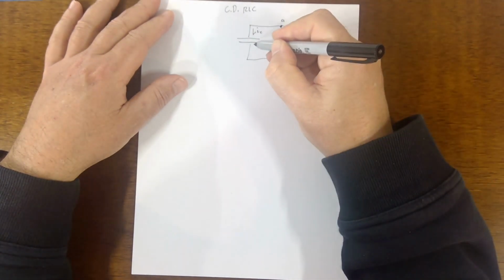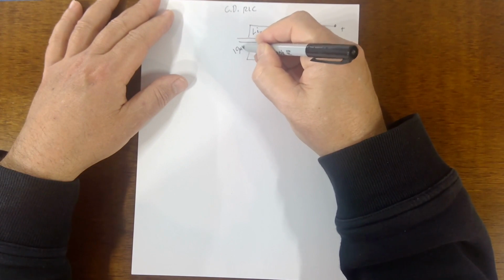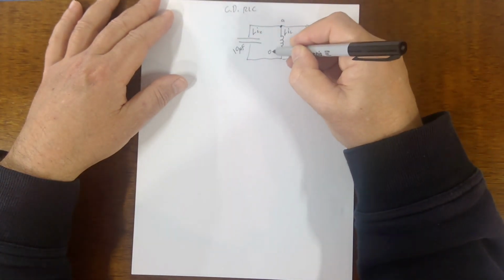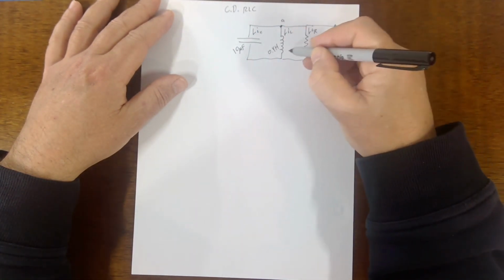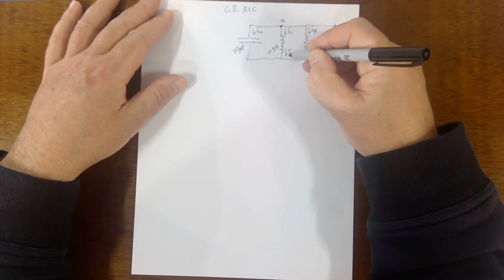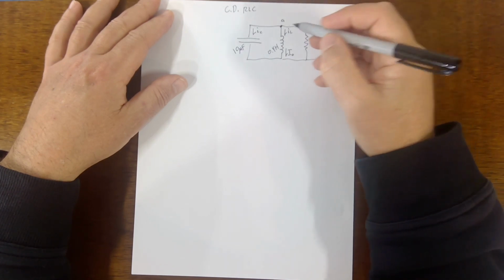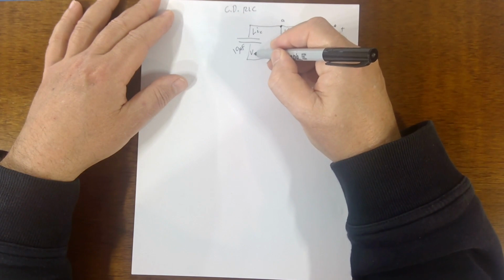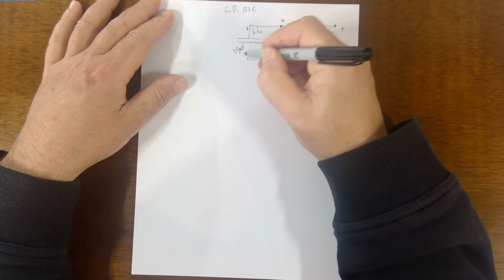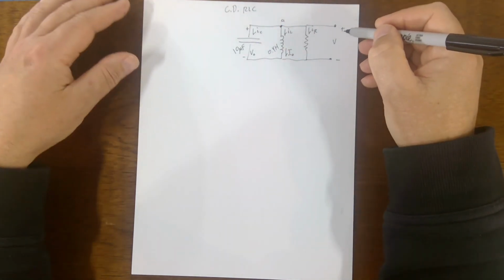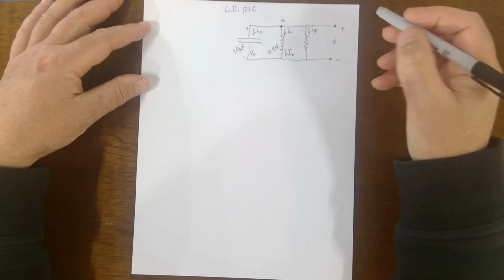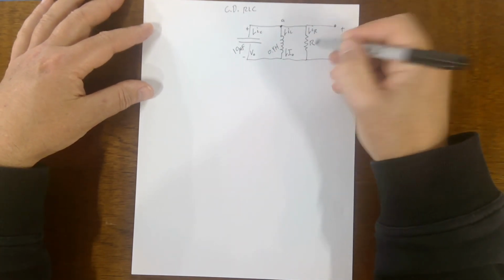Node A, this is a 10 microfarad, this is a 0.4 Henry. This is our initial current through the inductor. This is our initial voltage across the capacitor. R is unknown.